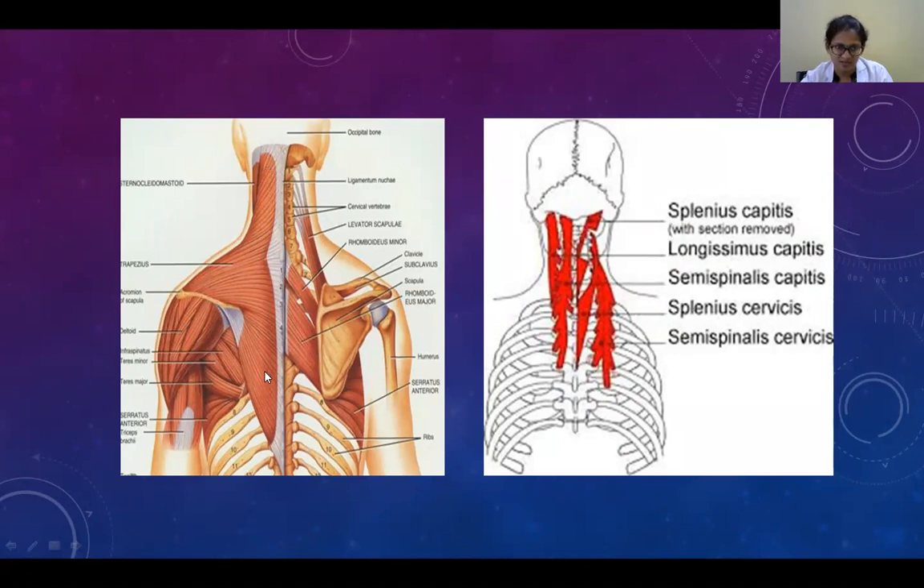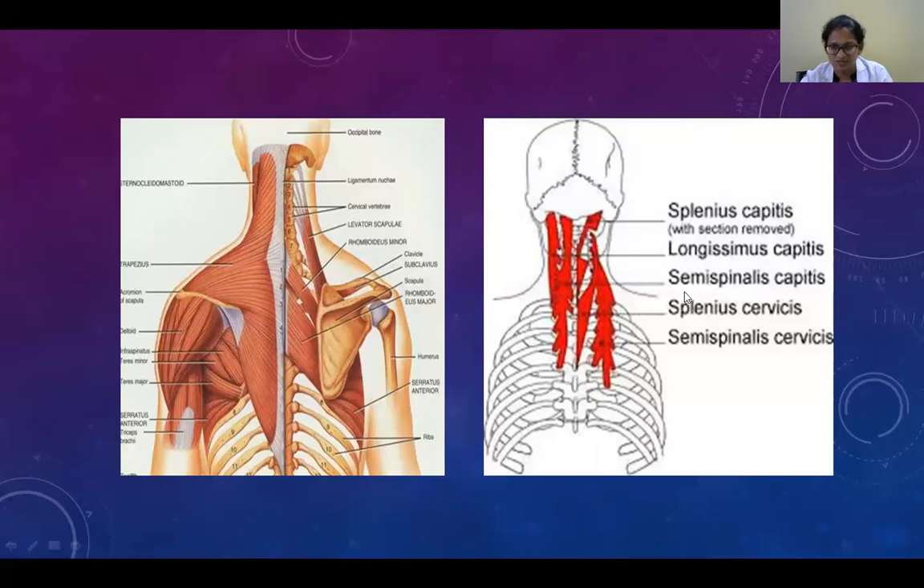See, this is the trapezius muscle. And next, this is the rhomboid major. And this is the rhomboid minor. Here, the rhomboid minor will be inserted onto the 7th cervical spine. And next, this is the levator scapulae, which will be attached to the posterior tubercles of the cervical vertebrae.